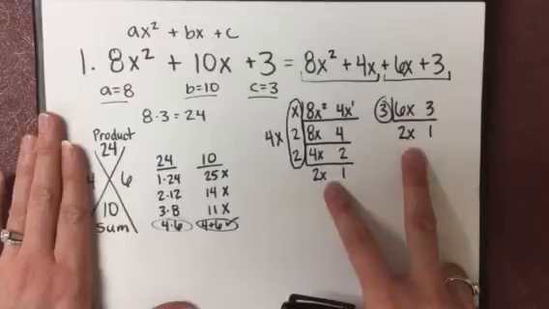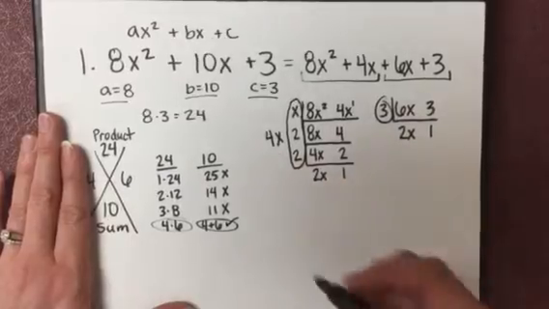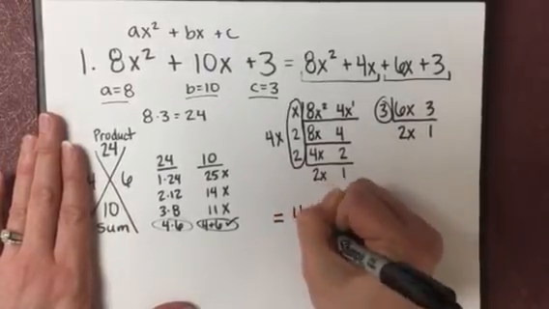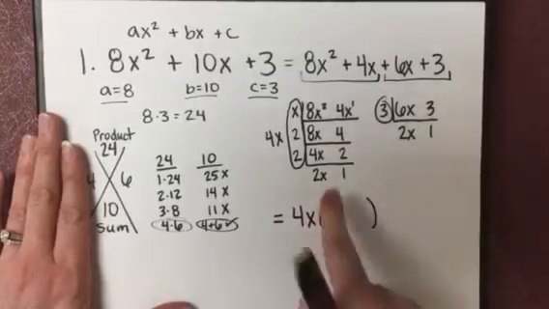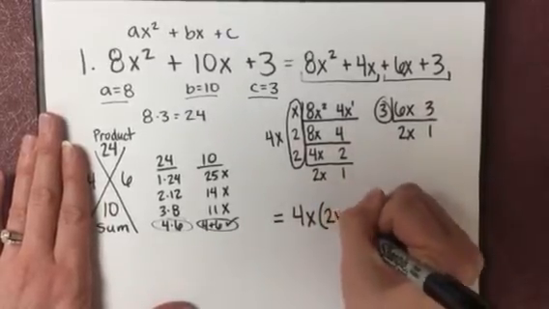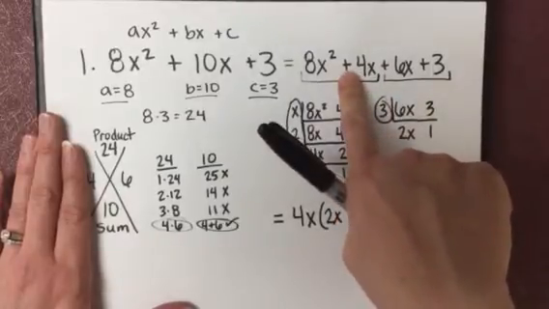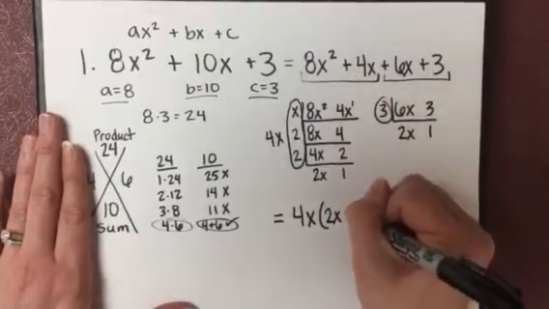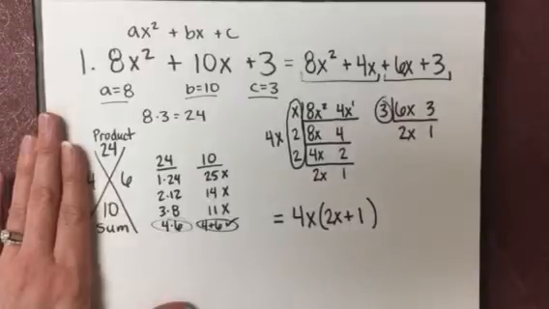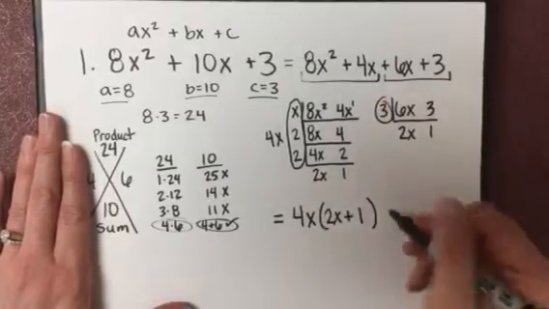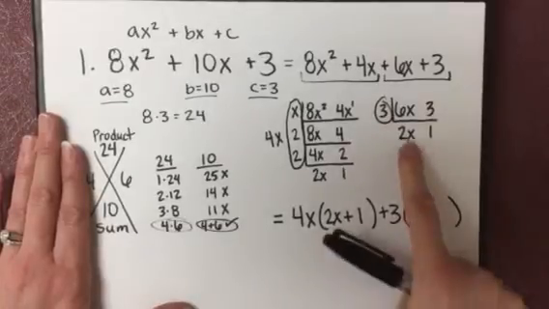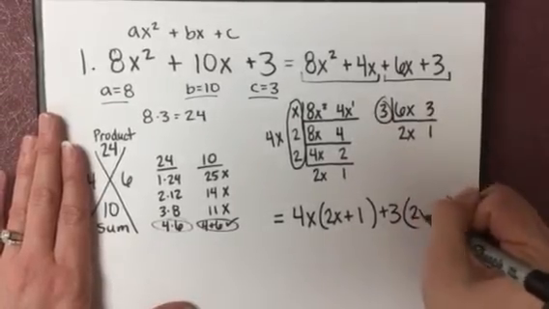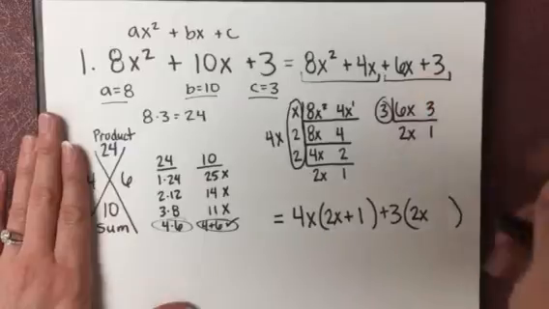So let's write our answer in factored form. We have 2x as the GCF of the first group times our leftovers, which is 2x plus 1. Use the same sign that you had in the step above, so plus 1. The second group has a GCF of a 3, and our leftovers, 2x plus 1. Again, use the sign from the step above.